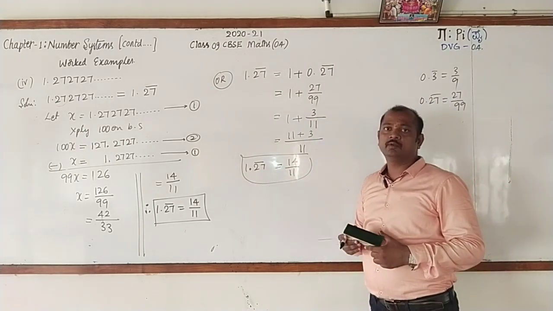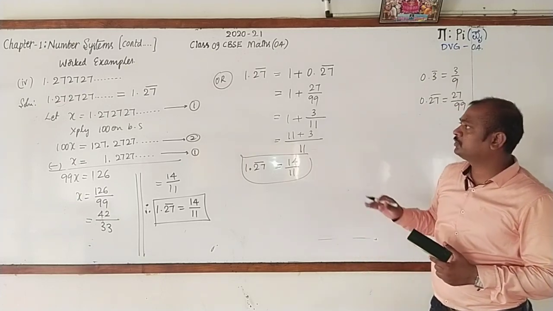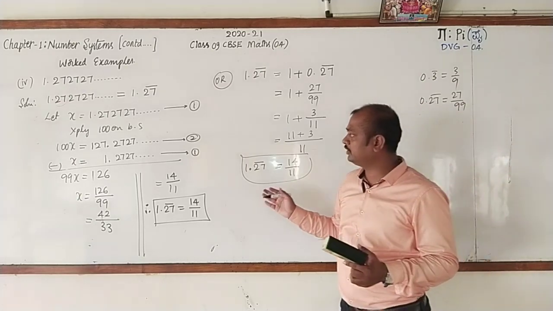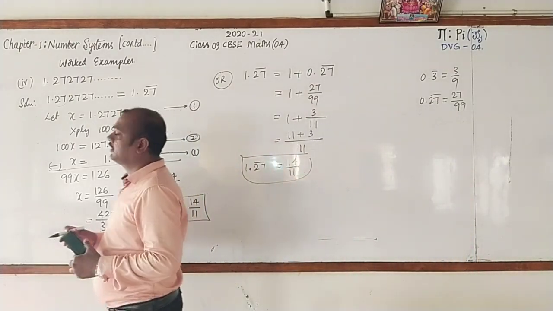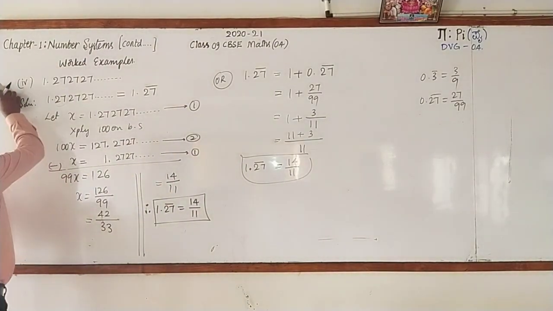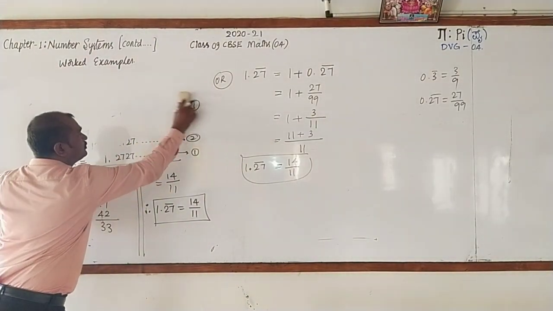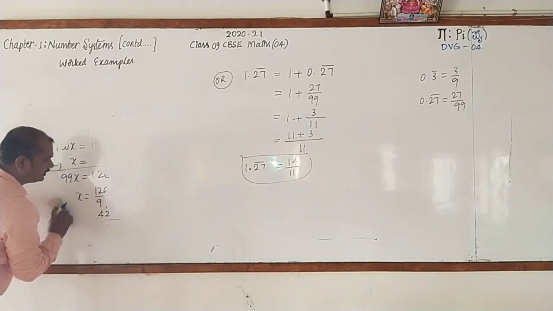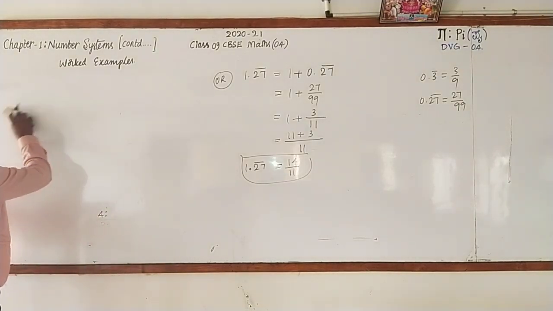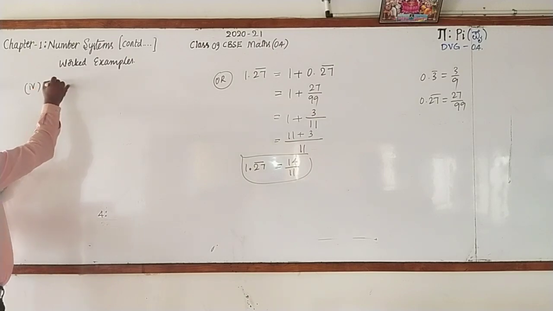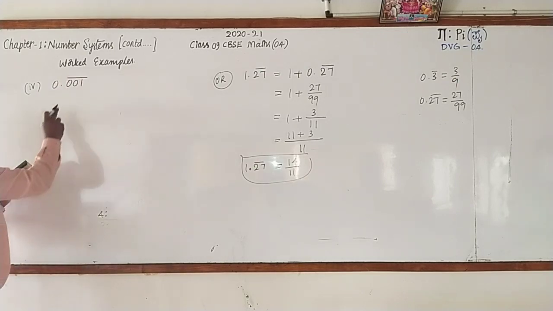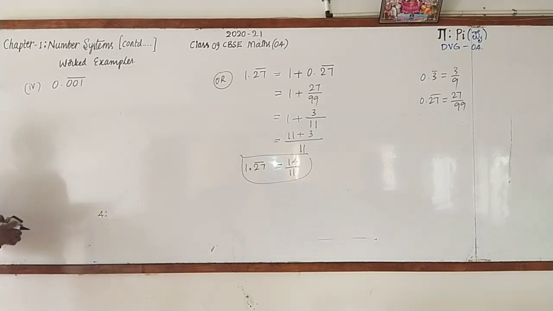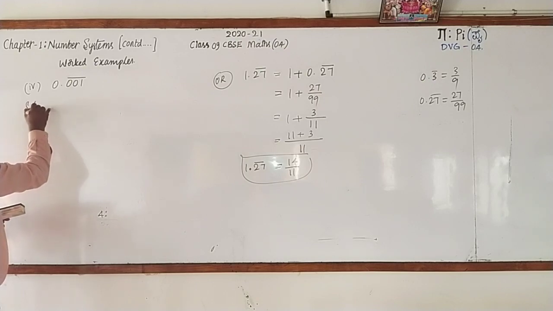Now I go for one more example. Before that, you have to pause the video and copy up to here. Now let me take another problem that is also very simple, as given in the textbook, and it was also given in the examination. It is the fourth one. The number is 0.001 bar. The bar applies to all 3 digits. Now let us see how to express this in the form p by q.